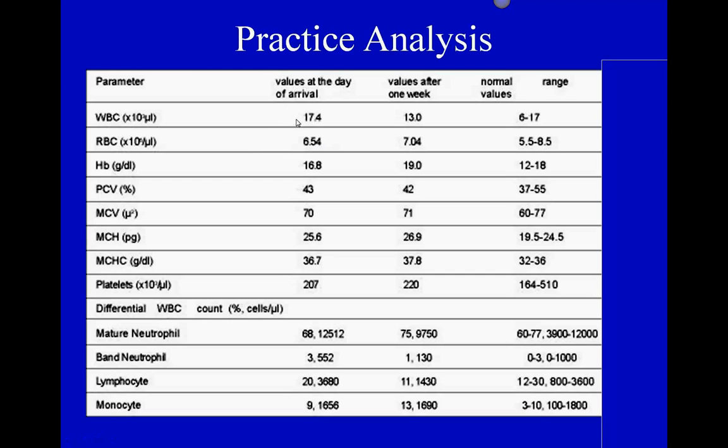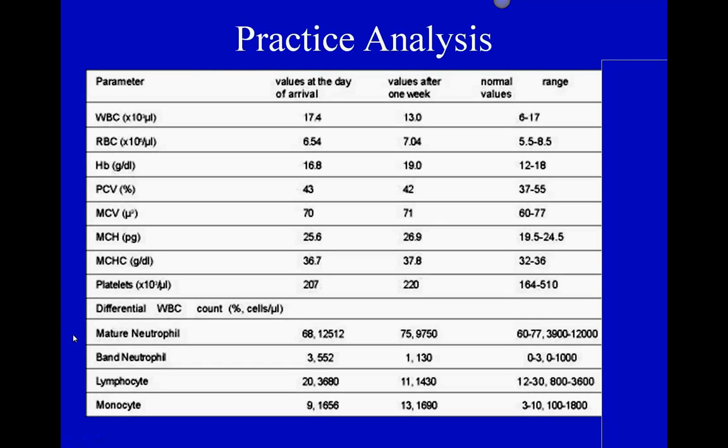So let's look at the white blood cells then. There is evidence of inflammation because the white blood cell count is elevated above normal. The good news is, after 1 week, those levels are starting to come back down to the normal range, at least when we look at the total white blood cell count.